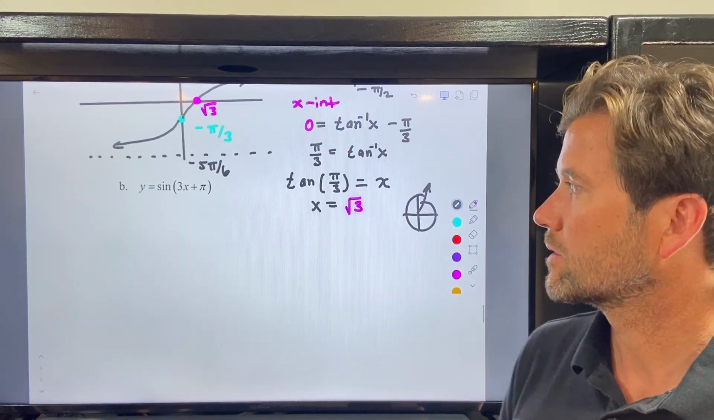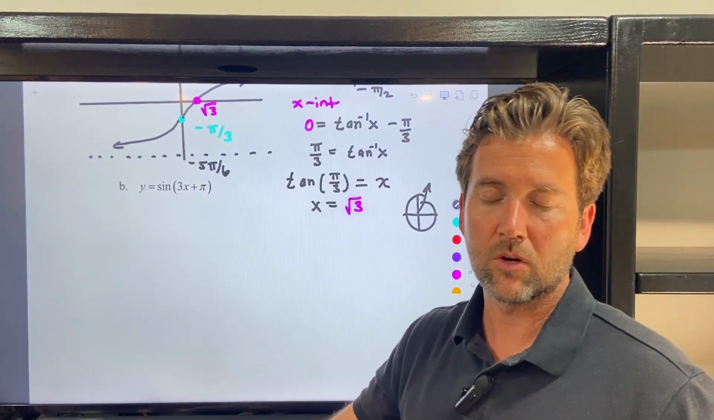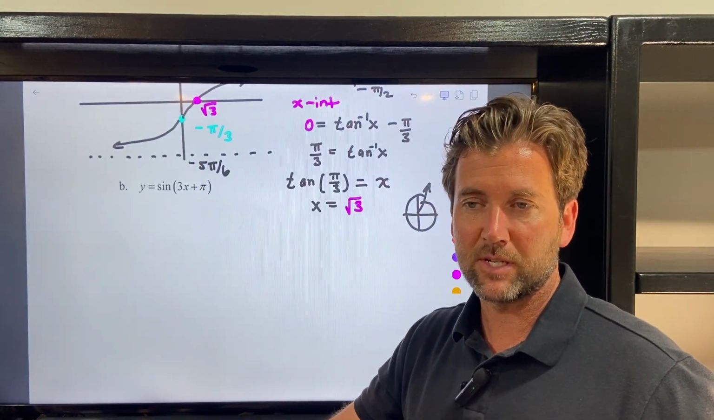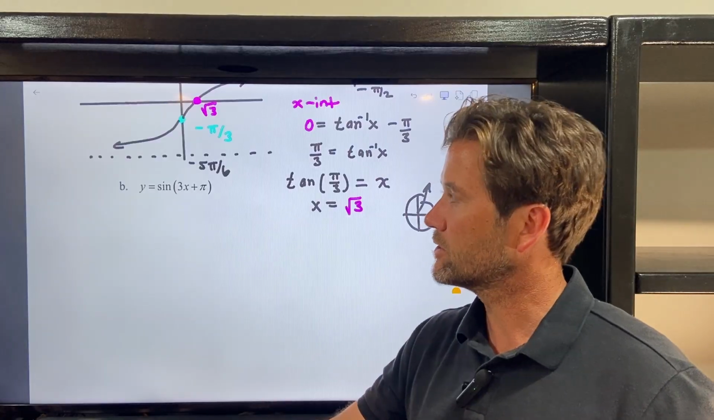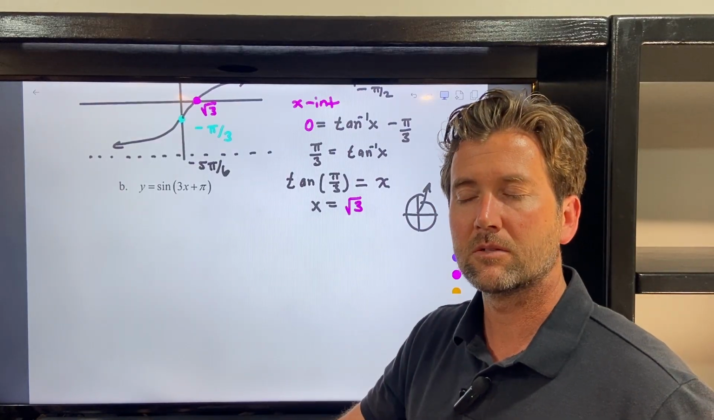Part B. We could graph part B by transformations. And what I would do is I'd graph y equals sine of 3x.